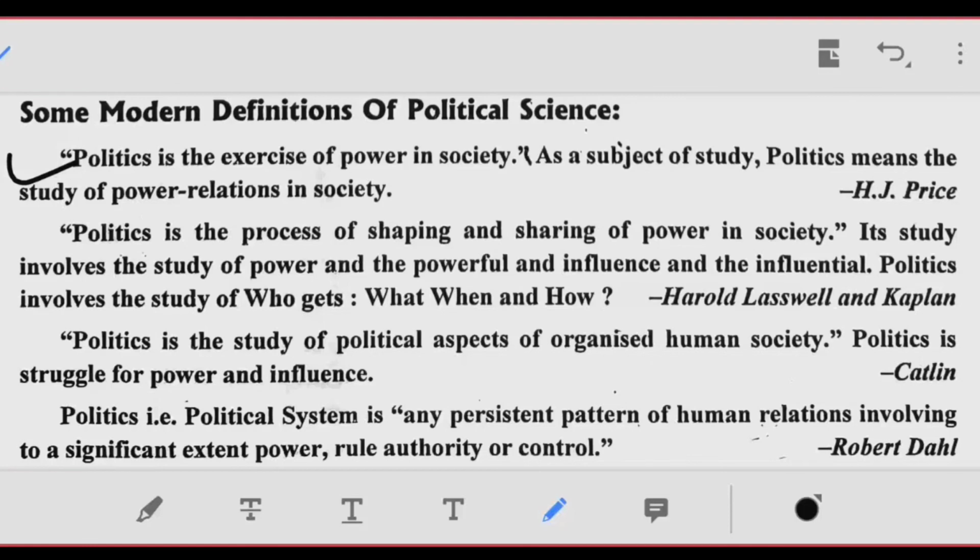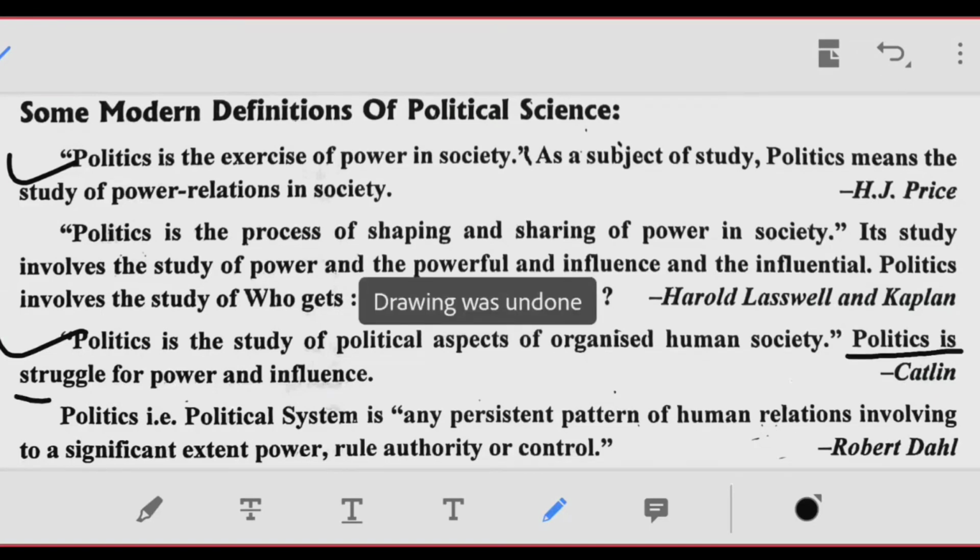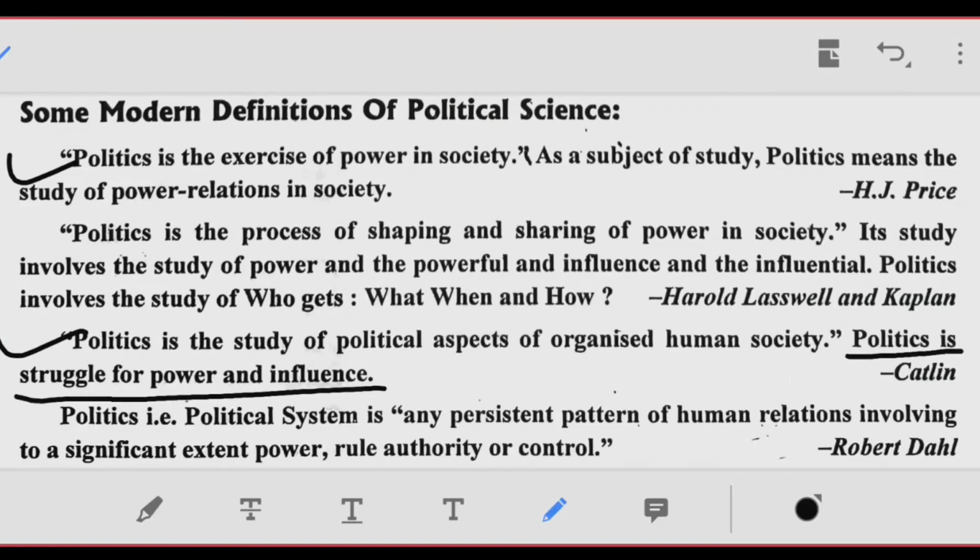Now let us move on to this one. What does Kathleen say about politics? Politics is the study of political aspects of organized human society. That is true. When we study the human organized society, that is politics. So politics is a struggle for power and influence. You can see here, politics is the struggle for power and influence.